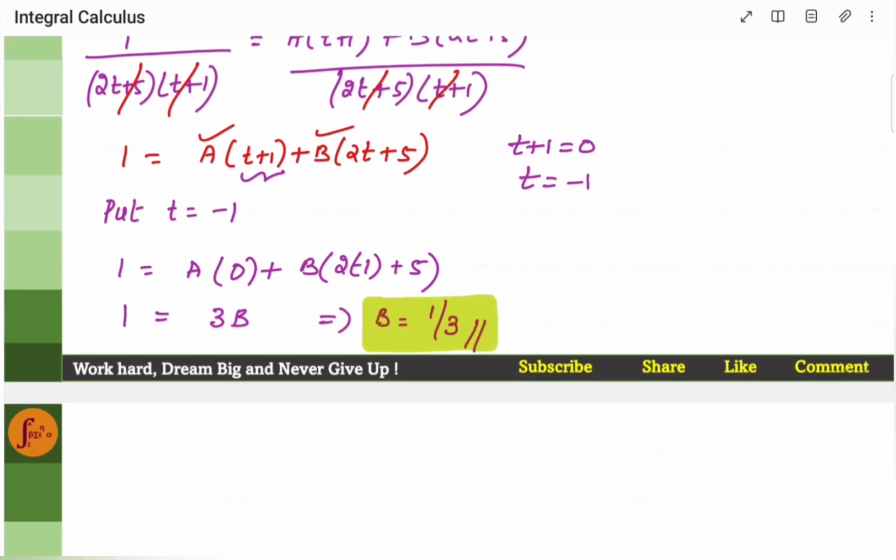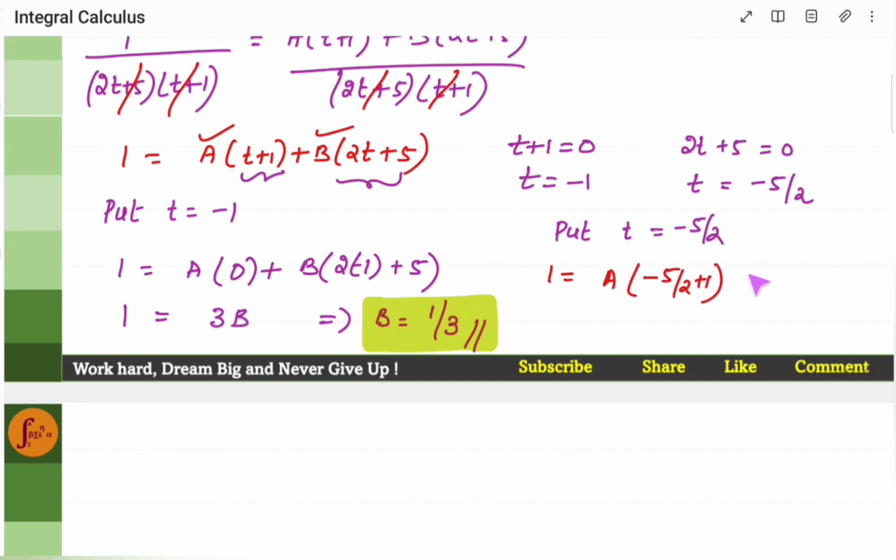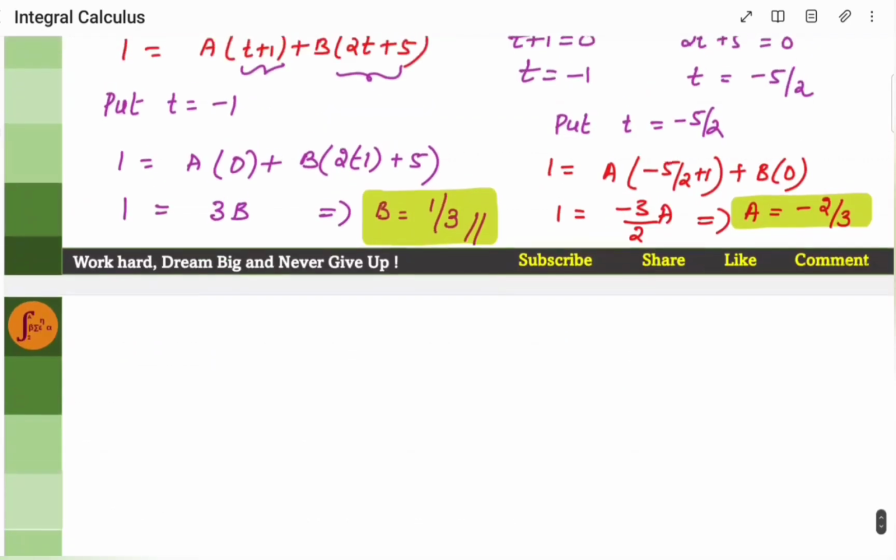Now let's find a. To find a, I'll take this term 2t + 5 equal to 0. Therefore t is equal to minus 5 by 2. Now I'll put t equal to minus 5 by 2 and substitute in this expression. So I get 1 equal to a into (minus 5 by 2 plus 1) plus b into 0. So I'll get minus 3 by 2 into a is 1, which is nothing but a is equal to minus 2 by 3.